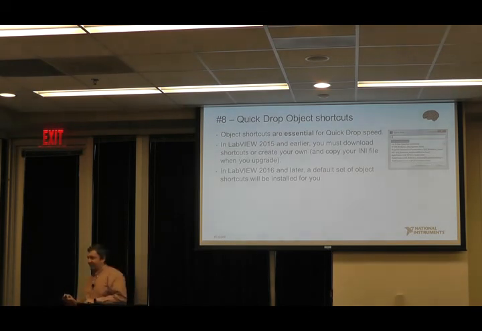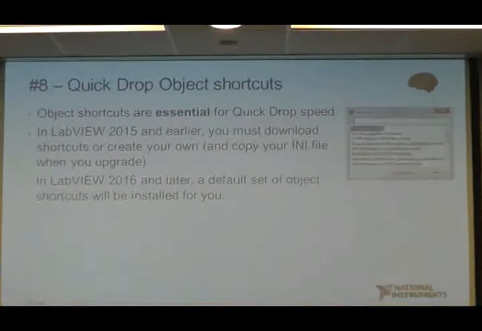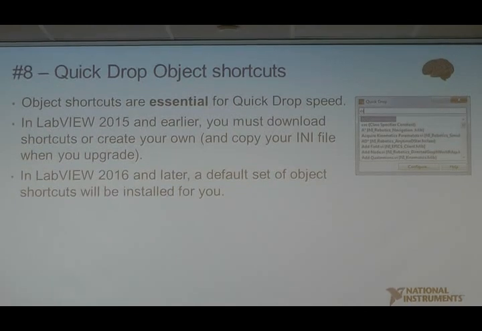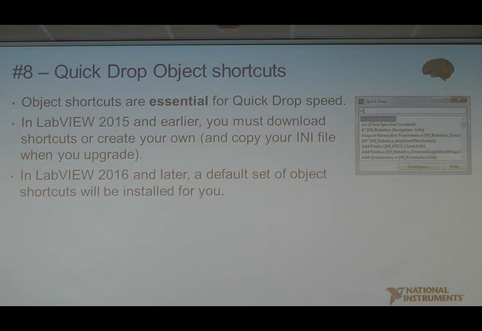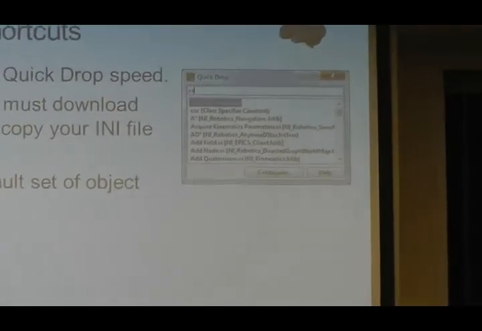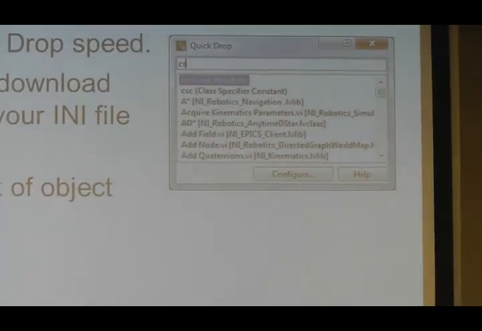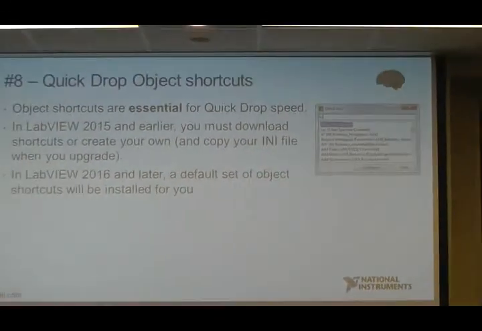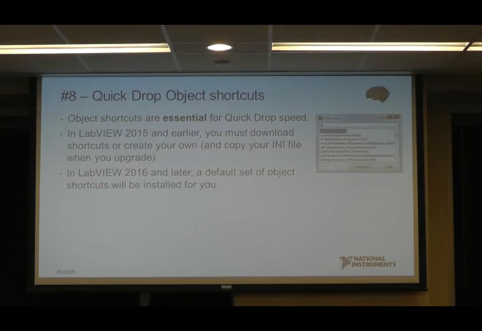Now, one of the things that is essential to be fast with QuickDrop is object shortcuts. If you're having to type the full name, or at least enough of the name to autocomplete, you're going to be slower than if you use object shortcuts. And here I'm talking about, you can see in the screenshot, CS gives you case structure, CSC gives you class specifier constant. There's about 100 of these things. You would have to go download my shortcuts or make your own list of shortcuts if you wanted to use this feature prior to LabVIEW 2016. In LabVIEW 2016, we're going to be installing a default set of object shortcuts.